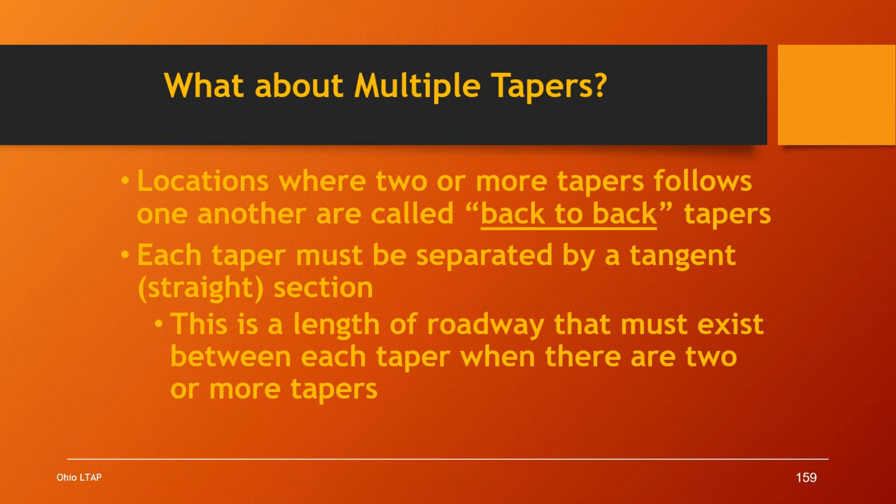Okay, let's talk about where we're on a multiple lane road and we want to close more than one lane. In this particular instance, we would have multiple tapers, and we do that instead of having one really long merging taper. So let's take a look at what I'm talking about. And there's a section in between each taper called a tangent section.